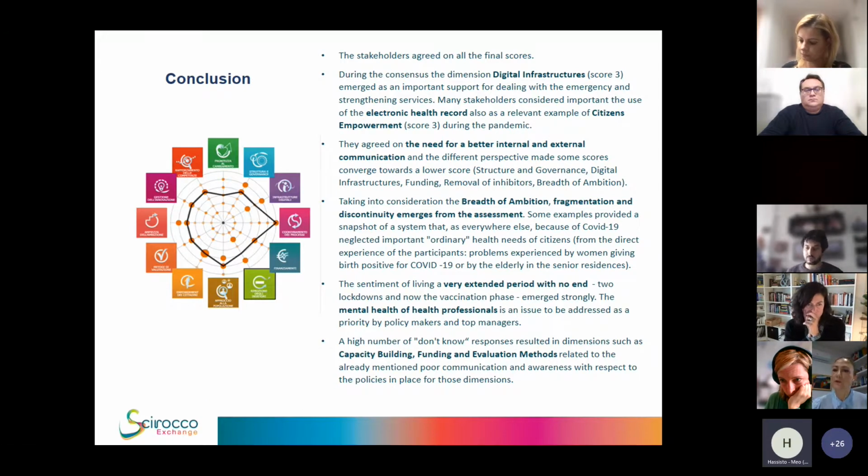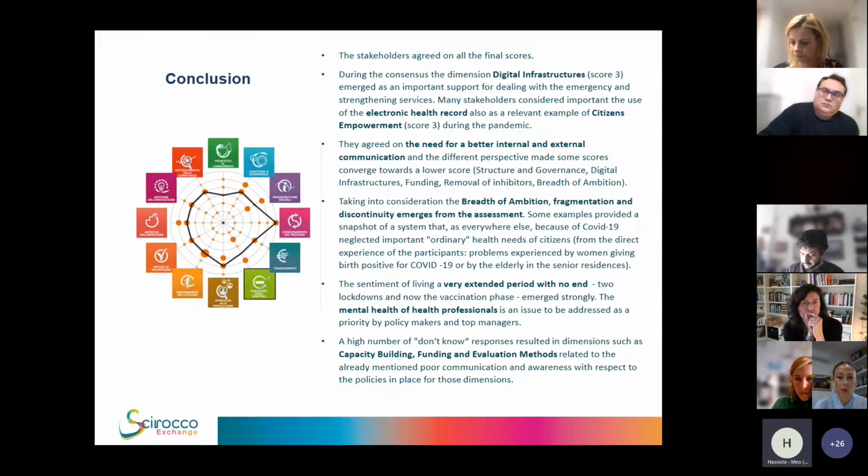During the consensus, digital infrastructures emerged as a dimension very important for dealing with the emergency. Many stakeholders considered important the use of the electronic health record that was relevant also as a tool for citizen empowerment. The Assembly agreed on the need for a better internal and external communication, and considering the breadth of ambition, that is the dimension in the maturity model that measures the integration between levels of care, we observed fragmentation and discontinuity. We had also many examples of problems experienced by the health professionals, such as problems experienced by women giving birth positive for COVID-19, or above all by elderly in the senior residencies.